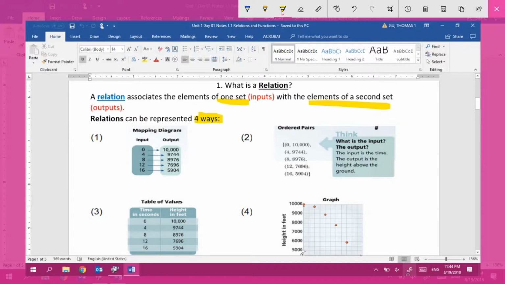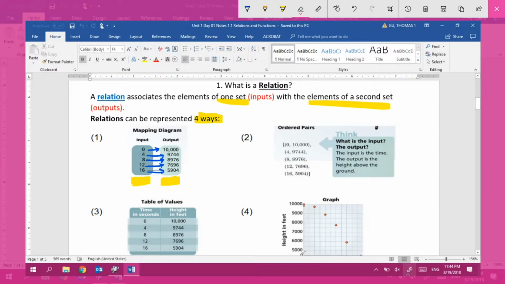Way number 1, we've got a mapping diagram. You have one side on the left, one side on the right, and then you draw arrows connecting your inputs and outputs. Way number 2, we've got ordered pairs. This is the classic. You should know this one. You put the parentheses around the pair, like this. But we've got it inside a set this time because we have many ordered pairs.